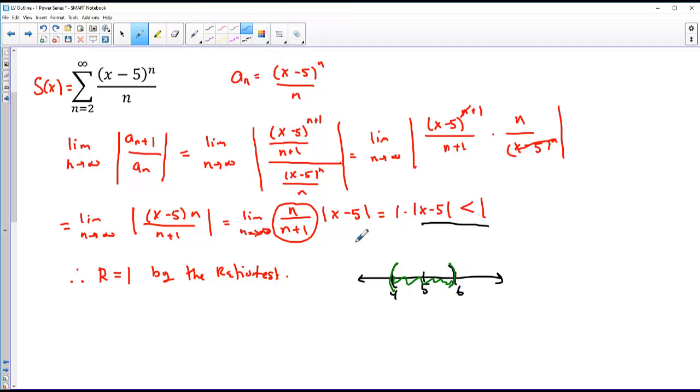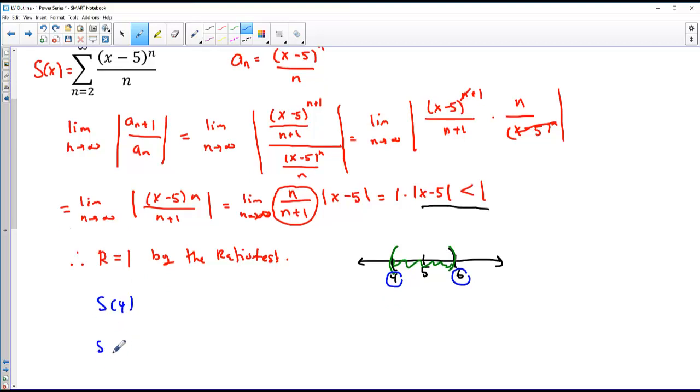Our only question is, what happens when x is 4 versus what happens when x is 6? And so we look at that. Look at S of 4 and look at S of 6.